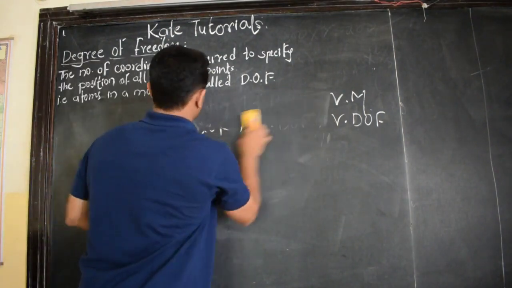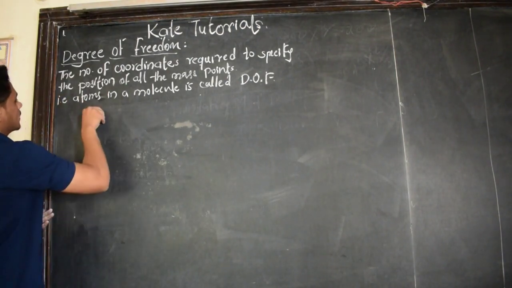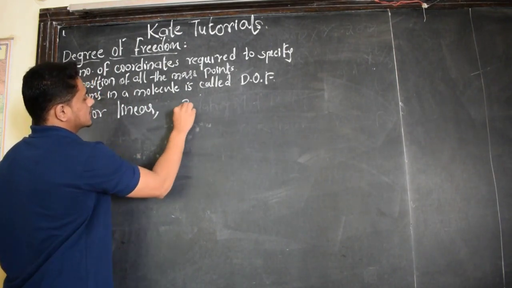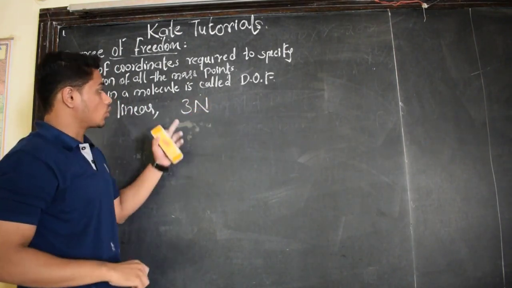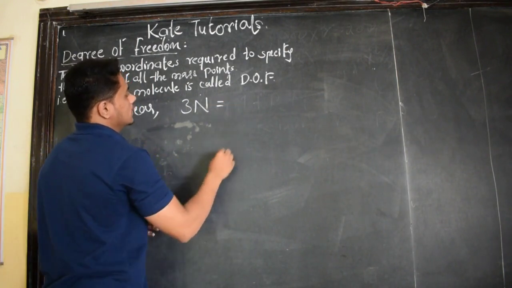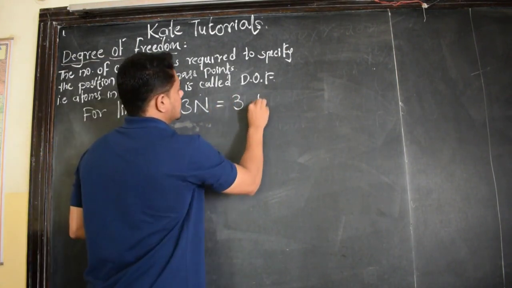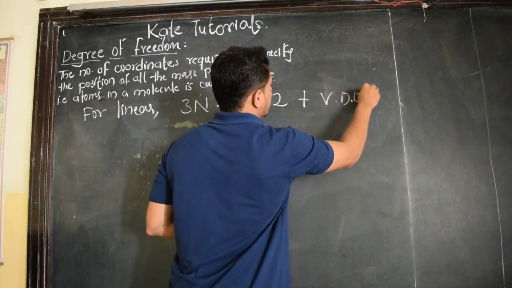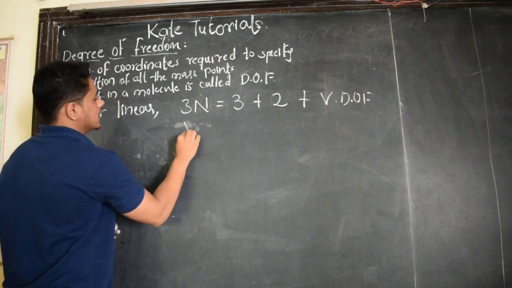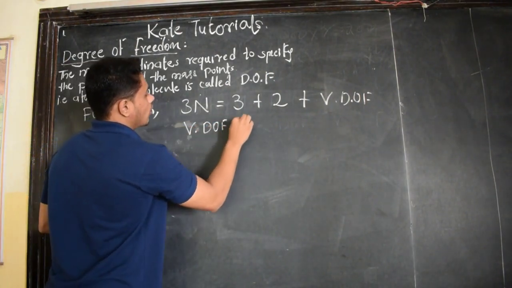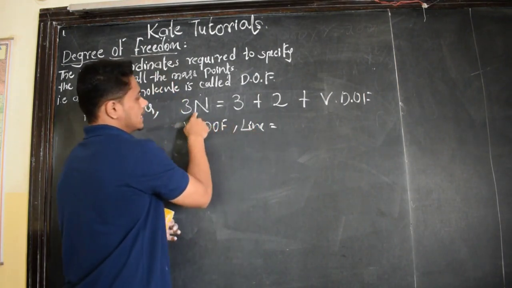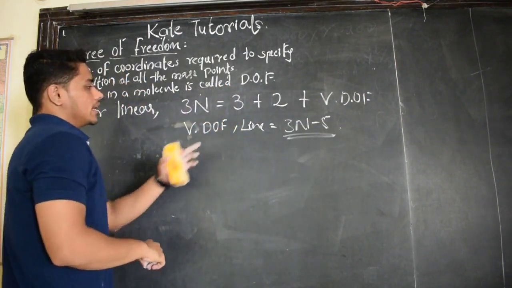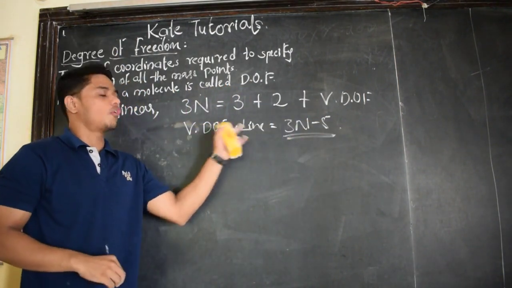See, let me generalize everything and write. For linear molecules, 3n is the total number of degrees of freedom. The total number of degrees of freedom consists of translational degrees of freedom, which is 3, and 2 for rotational degrees of freedom, and we are left with vibrational degrees of freedom. So from this we can easily calculate that vibrational degrees of freedom for a linear molecule is 3n minus 5. This is the number of vibrational degrees of freedom for a linear molecule.